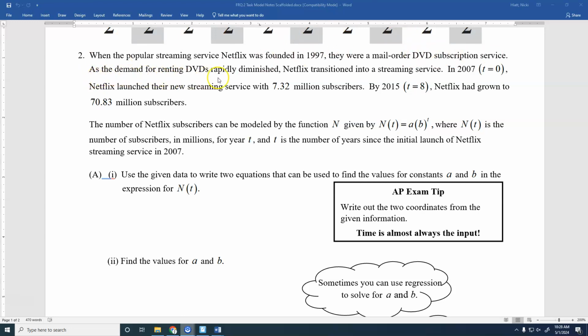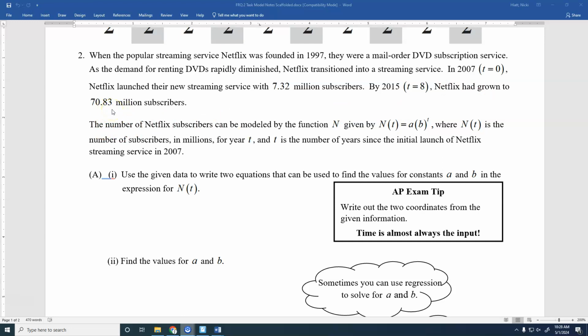So, as the demand for renting DVDs rapidly diminished, Netflix transitioned into a streaming service. In 2007, T=0, Netflix launched their new streaming service with 7.32 million subscribers. By 2015, T=8, Netflix had grown to 70.83 million subscribers.